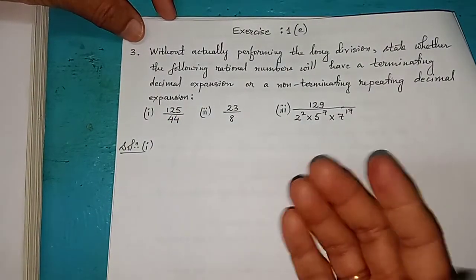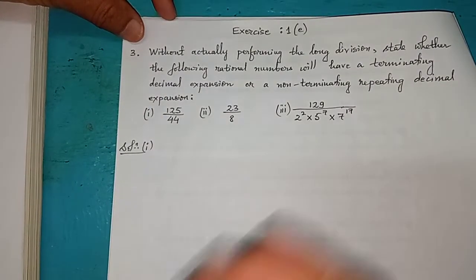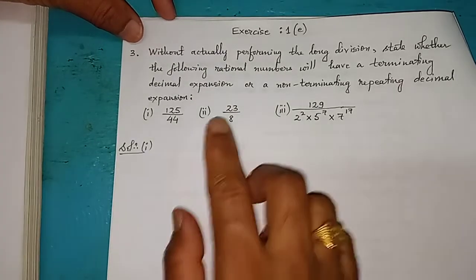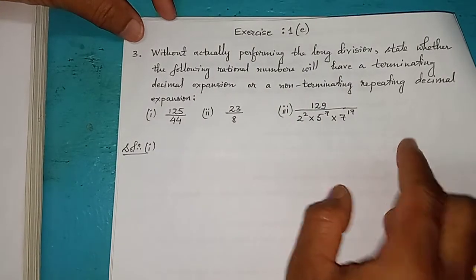So one method is very simple: you divide in the rough, and you see the answer. If the division stops, it is terminating. If the division continues and doesn't stop, the division becomes long but does not end, then that is non-terminating and repeating. And most importantly, a particular digit or a particular group of digits will repeat, so that's non-terminating repeating. But for that you have to divide.